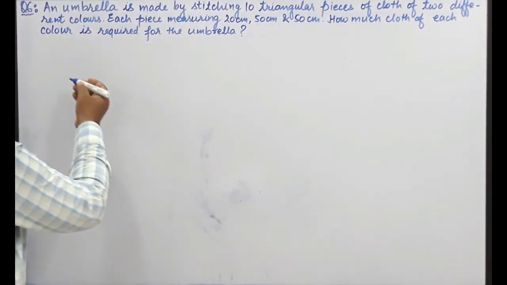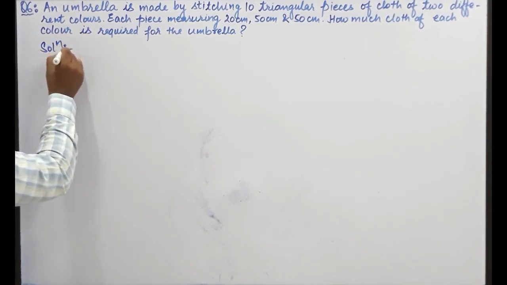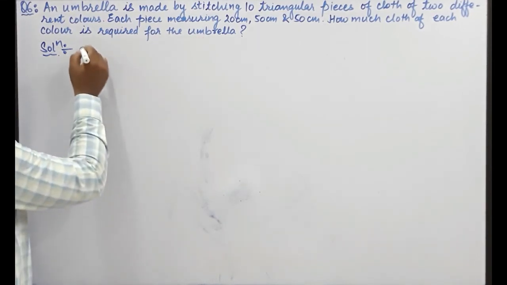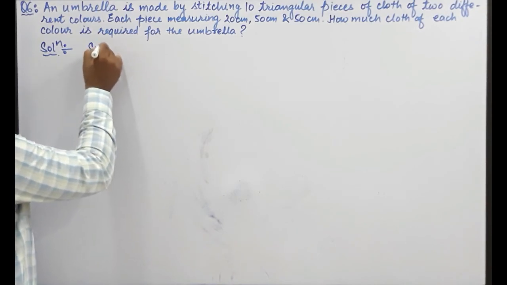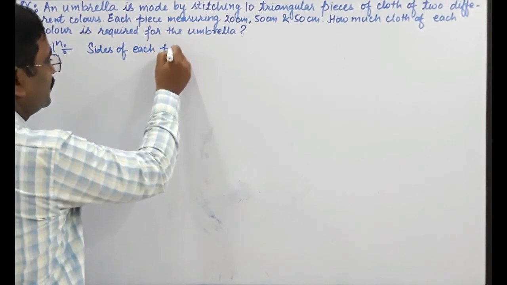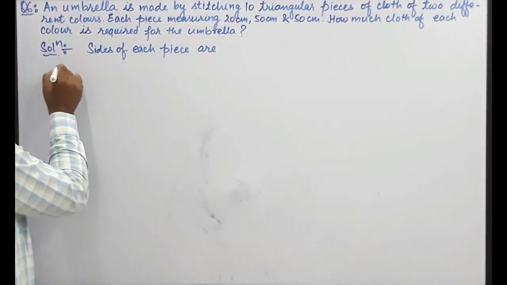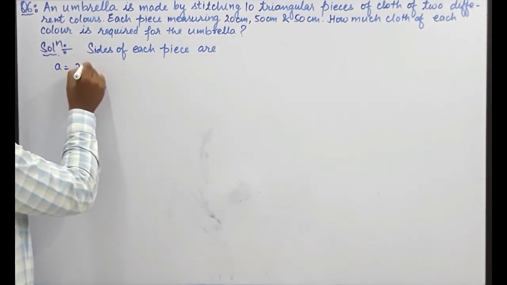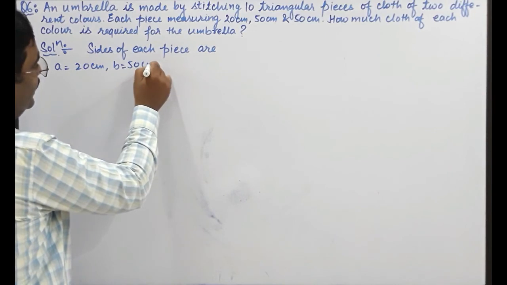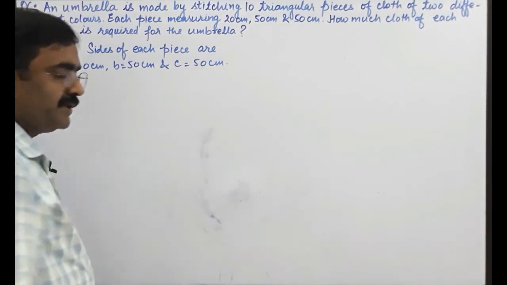So out of these pieces, in the solution of it, the sides of each piece are given. Sides of each piece are A is equal to 20 centimeter, B is equal to 50 centimeter and C is equal to 50 centimeter, right?